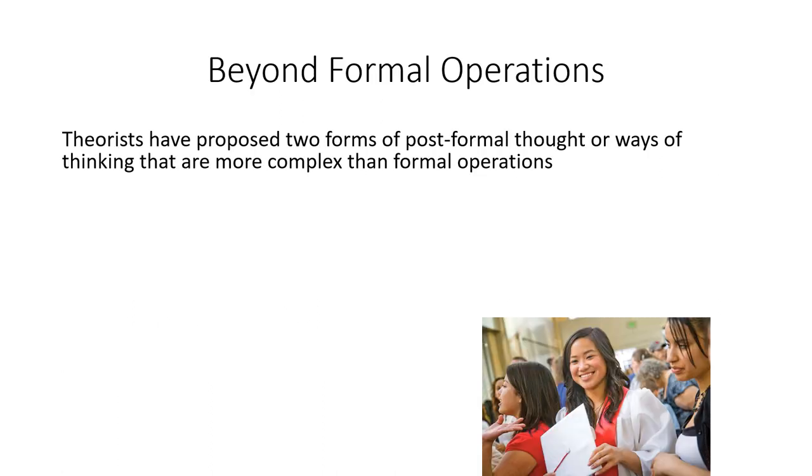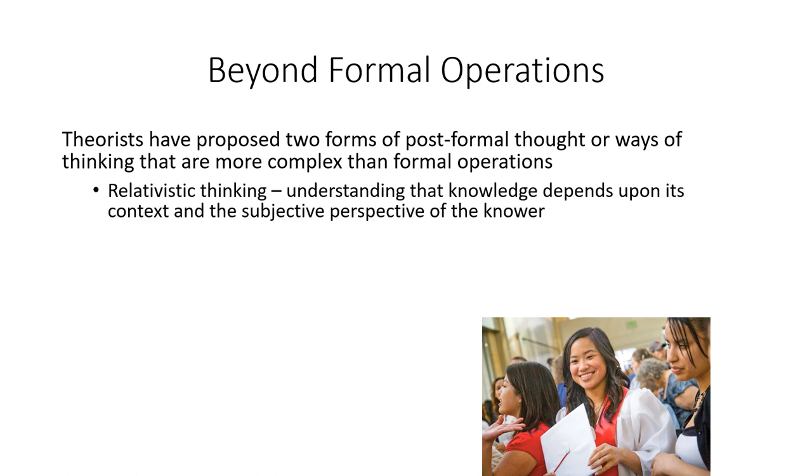Let's look at beyond formal operations. Theorists have proposed two forms of post-formal thought and ways we think, and these are more on the philosophical level, how you think philosophically rather than how you think scientifically. The first is relativistic thinking. This is understanding that knowledge depends on its context and the subjective perspective of the knower, knowing that knowledge can change if the situation changes.